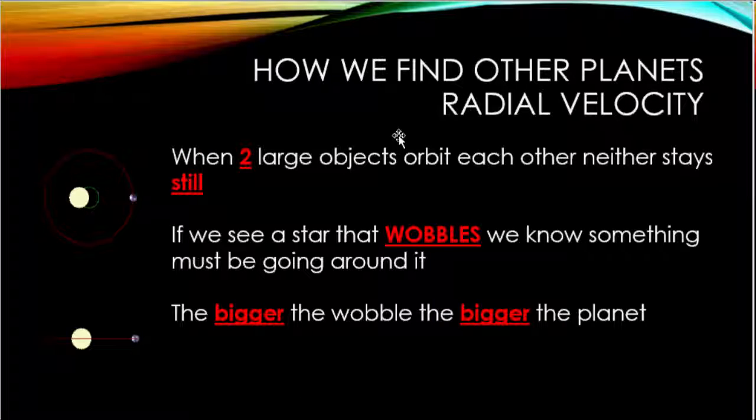So you might wonder, well, how do we find other planets? Well, when we have two large objects that orbit each other, neither of them stays still. So if we see a star that has a wobble to it, when we're looking at it through, say, the Hubble telescope, we know that something must be going around it. So the bigger the wobble, the bigger the planet. They basically measure the size of the wobble, and that gives them their best guesstimate as to the size of the planet.